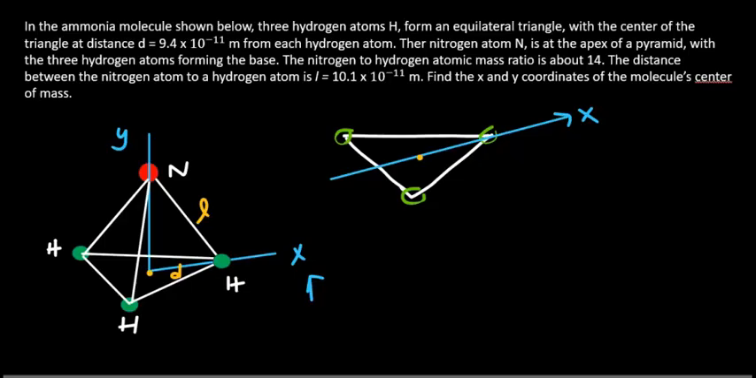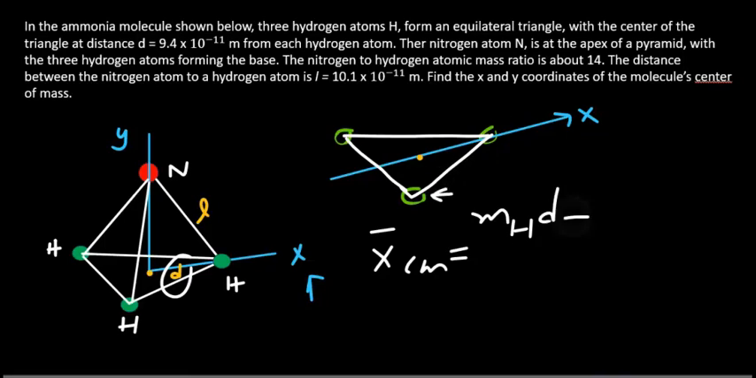So let's calculate the x-coordinate of the center of mass. The equation is given by the mass of the hydrogen atom. Let's begin with this hydrogen atom. Its mass is m sub h, times the x-coordinate, which we know to be that distance, and that distance is just d. Now let's move on to this hydrogen atom. The mass is again m sub h. Its x-coordinate is that point. Because this is the origin, its x-coordinate has got to be negative. So we need to find what this distance is.